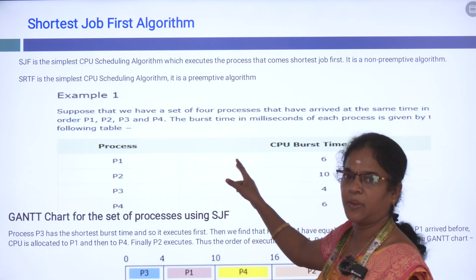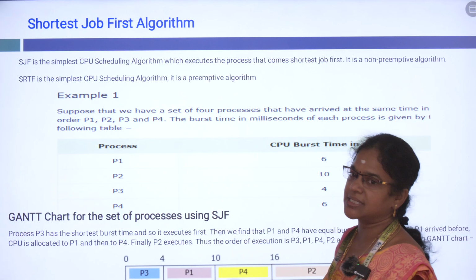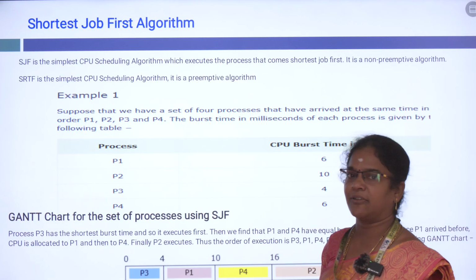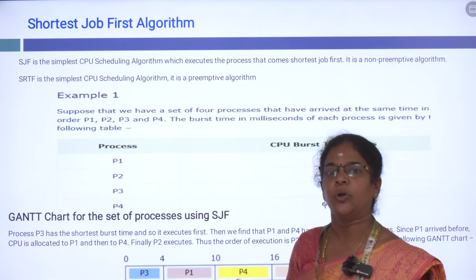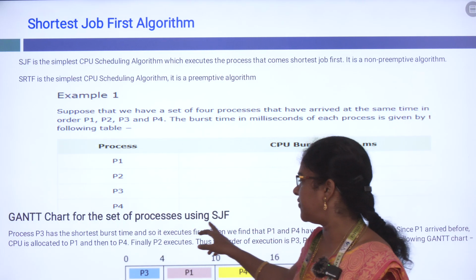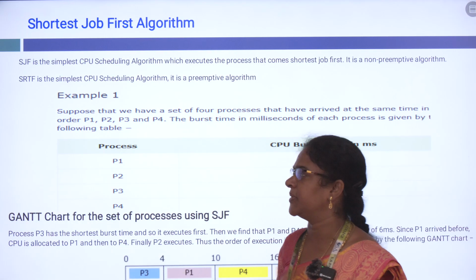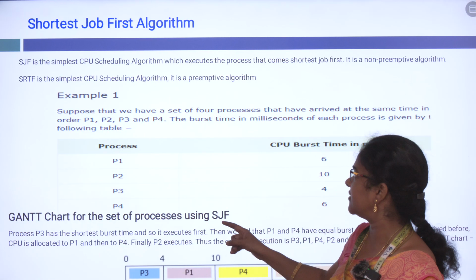Both problems are given the same. So here 4 processes and burst times are given. Arrival time is not given, so you just take the arrival time as 0 by default. Okay, so first you draw the Gantt chart. Already I told you that each and every Gantt chart starts from 0 itself.